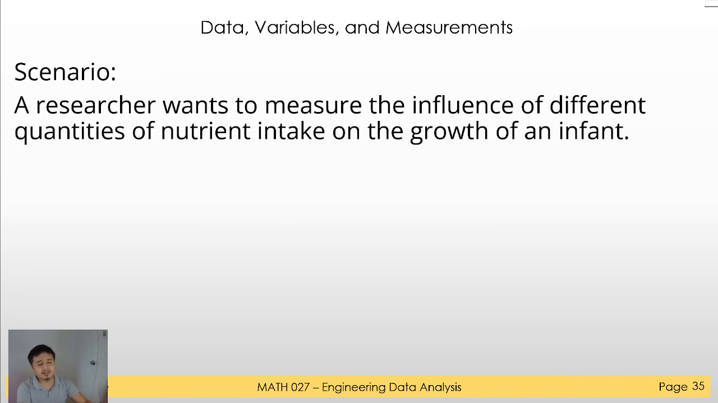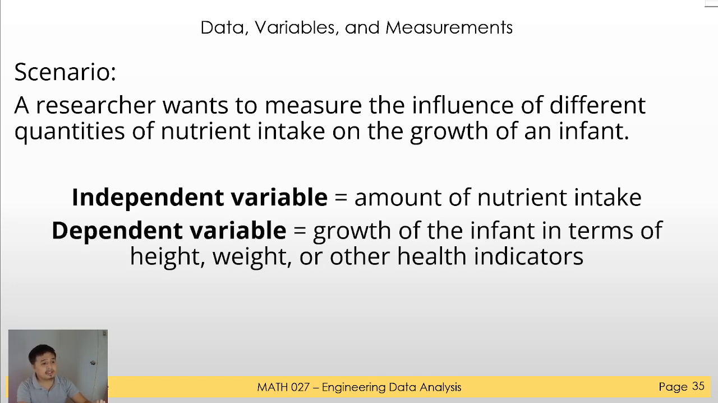So one scenario to analyze is that a researcher wants to measure the influence of different quantities of nutrient intake on the growth of an infant. So what is the independent variable here? The independent variable here is the amount of nutrient intake, and the dependent variable is the growth of the infant. So what affects the dependent variable? That is the amount of nutrient intake. So we could vary the amount of nutrient intake to see its effect on the growth of the infant, which could be measured in terms of, let's say, the height, the weight, or even other health indicators.